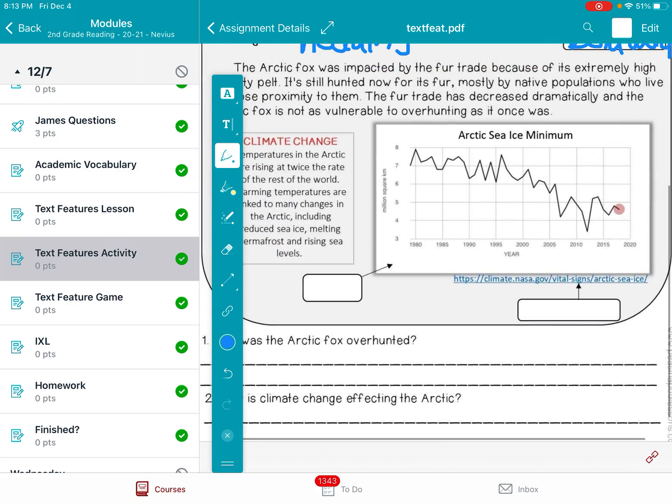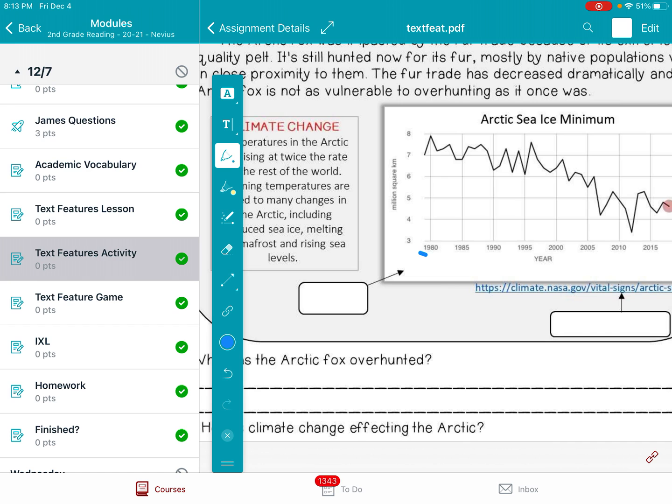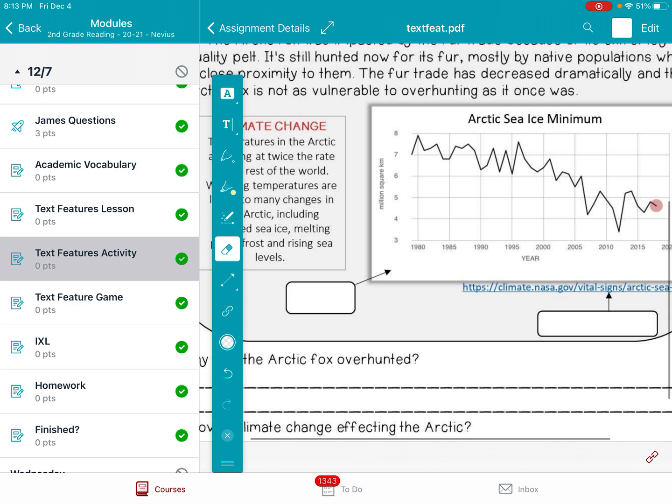All right, a little bit trickier down here. We have something that's showing us some information. It's showing us numbers and information. It's letting me know how much sea ice is left, and it looks like it's less and less as the years go on. What kind of text feature is this called?